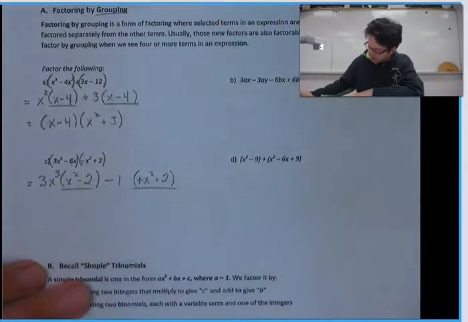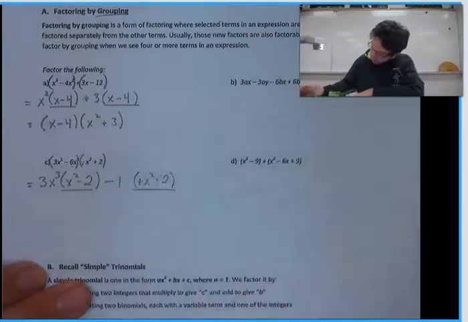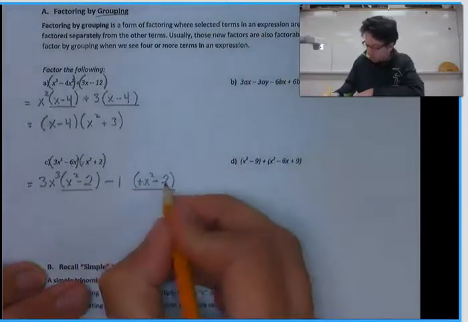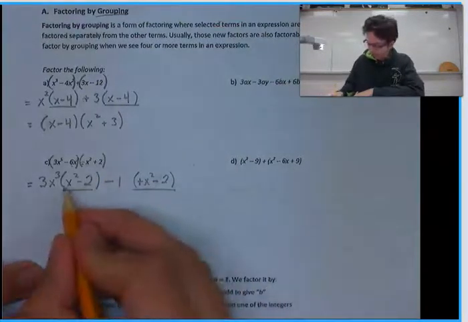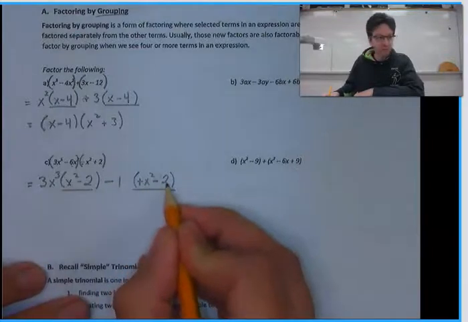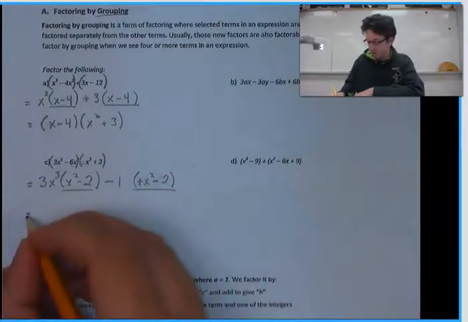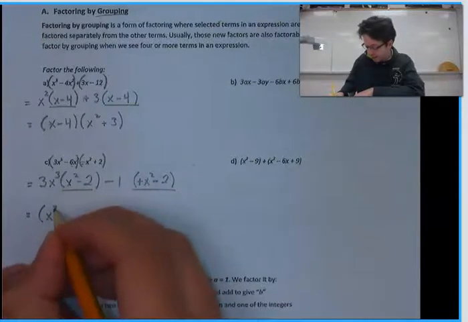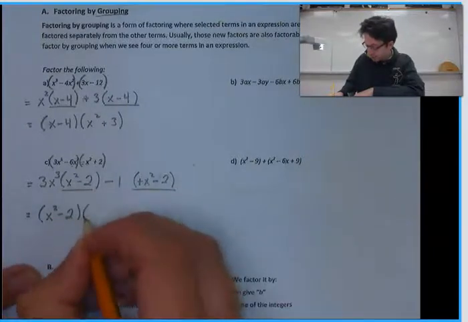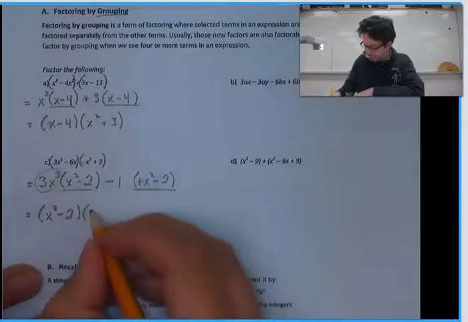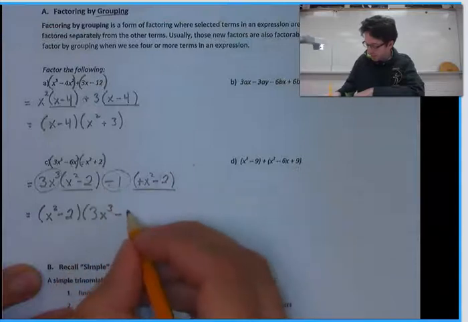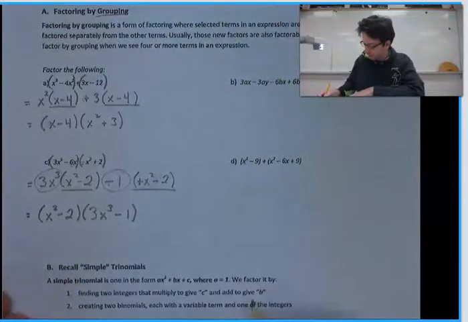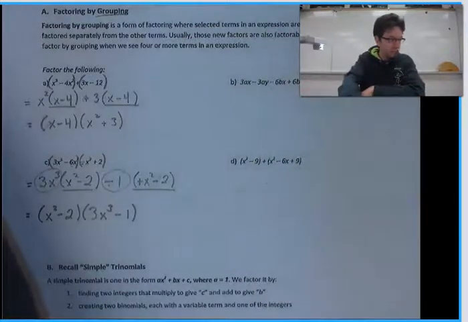And negative 1 times, I have to change this sign too, times negative 2, a double negative, gives us a positive. And now we have x squared minus 2 and x squared minus 2. So the brackets are identical. We can pull out that bracket as a common factor, multiplying it by our first term, 3x cubed, and our second term, which is now negative 1. Okay, so try B and D, and let me know if you have a question.